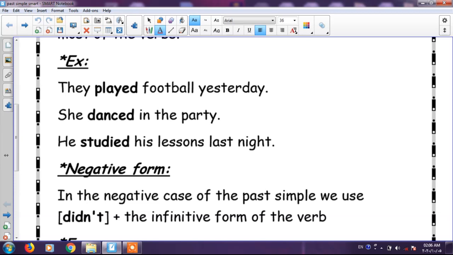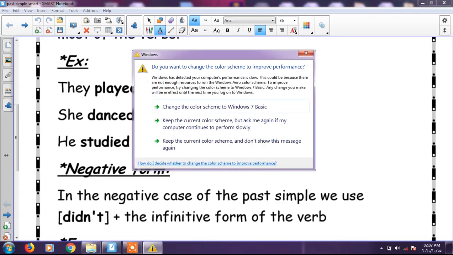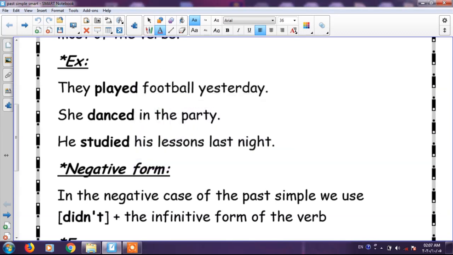What do we add to the verb? I add d. I add just d because the verb ends with e, so I can't add ed, so I add just d. Okay, he studied his lessons last night. What do we do to the verb? The verb is studied. Here, I replace the y with i. Okay, so I cancel y and put i-e-d because the letter before the y is a consonant.